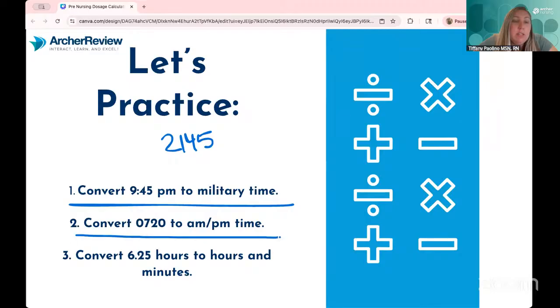Number two, you're going to convert 0720 to an AM or PM time, meaning we're going to do it backwards, okay? So we have the military time. So now tell me what the clock time would be. 0720. So converting this, it would be 7:20. Is this AM or PM? This would be AM. AM. Very good.